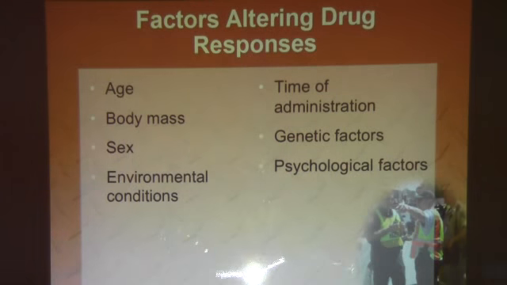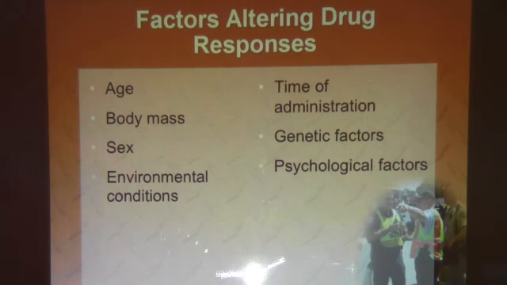Factors altering drug responses. Age. As the body ages, metabolism slows and the organs of excretion do not always function as well as those in younger patients. Likewise, infants and small children have immature organs and systems and cannot metabolize the same amount of drug as an adult. Body mass. Many medications are given based on a patient's weight, so as that weight changes, so does the dose of the medication.